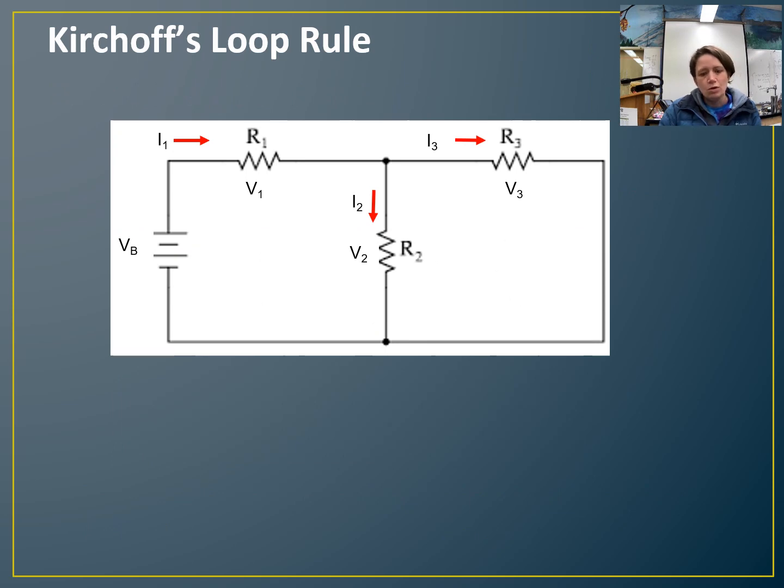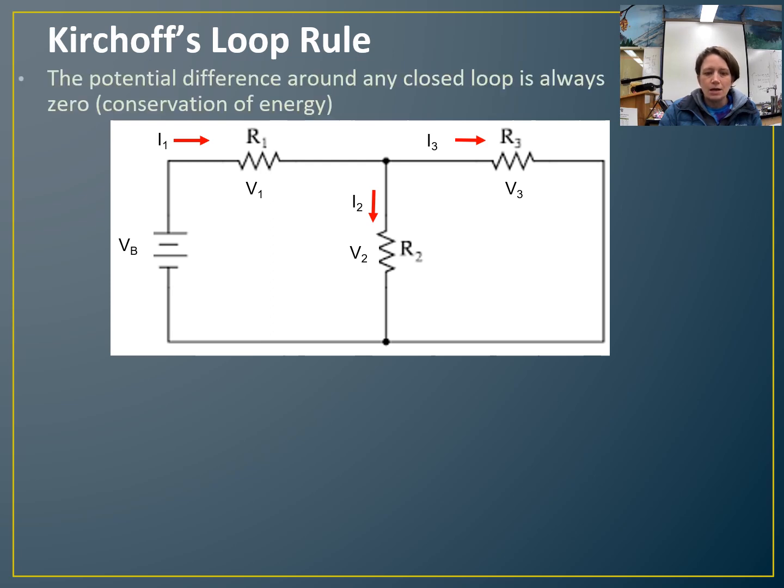The second rule that you'll need to write equations for circuits is called Kirchoff's loop rule. This rule says that the potential difference around any closed loop is always zero. So the amount of energy that an electron gains moving through a loop is equivalent to the amount of energy that the electron loses going through any loop in this circuit. And this, of course, comes from conservation of energy.